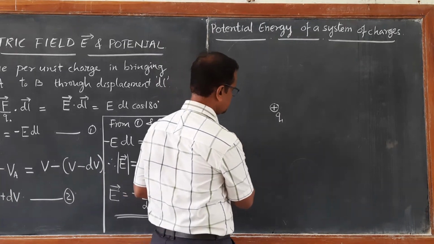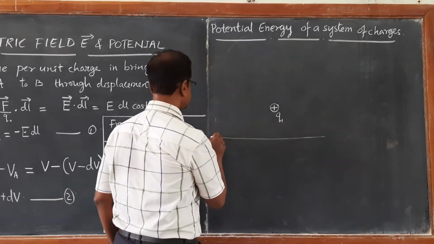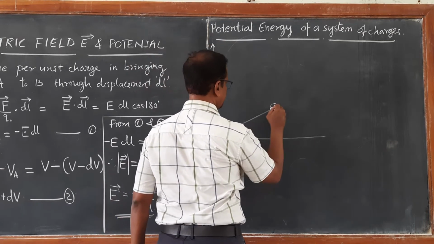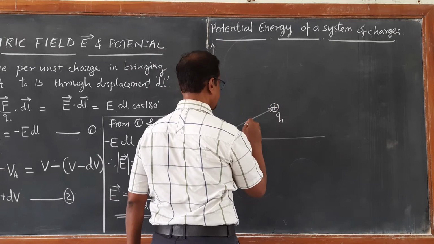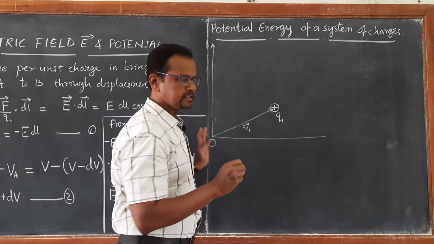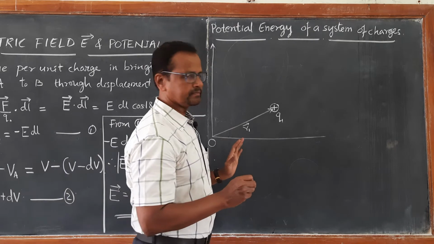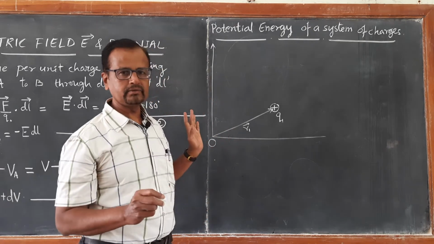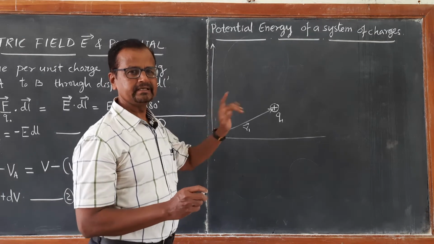Let us say that this is the origin and we have placed it at a position vector R1 from the origin. Origin is a coordinate system, reference coordinate system. Nothing is there at the origin. Don't think something is there. Nothing is there at the origin.